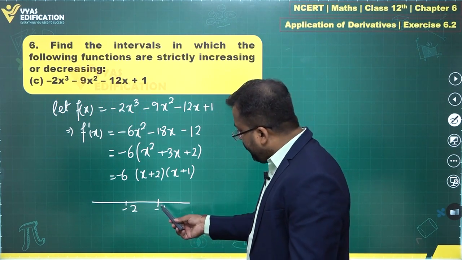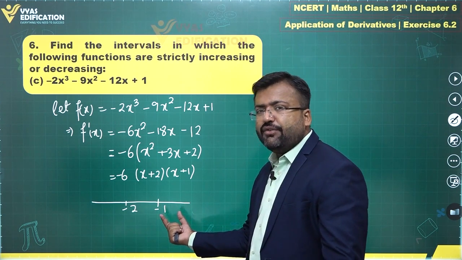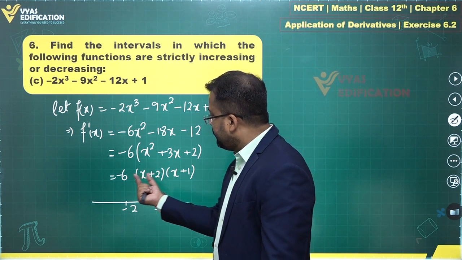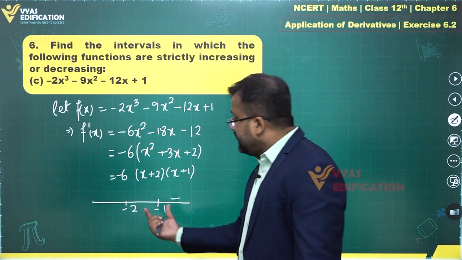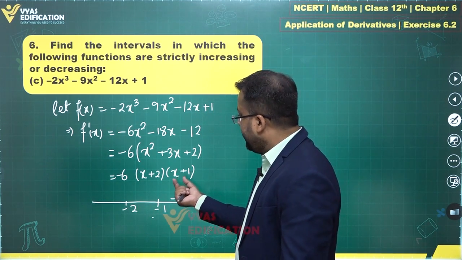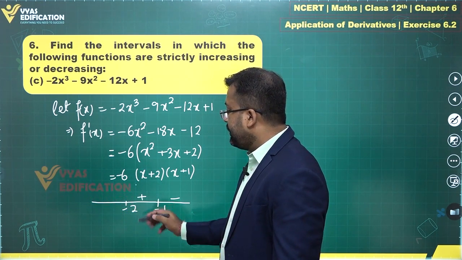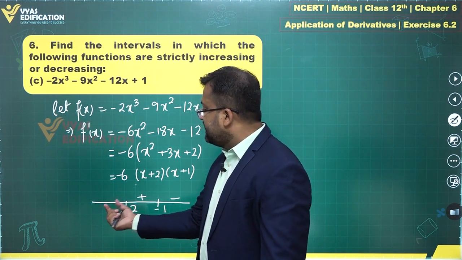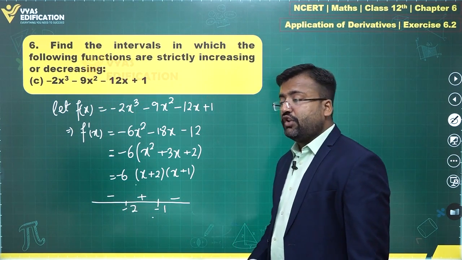For values greater than -1, in this interval, let us say you take x = 0 for example. x = 0 will imply this is positive but this is negative, so the overall factor will be negative. For this interval, let us say -1.5, this will be negative, this is positive, negative. Negative and negative will become positive. For values less than -2, let's suppose -3, this is negative, this is negative, this is also negative. Overall negative.